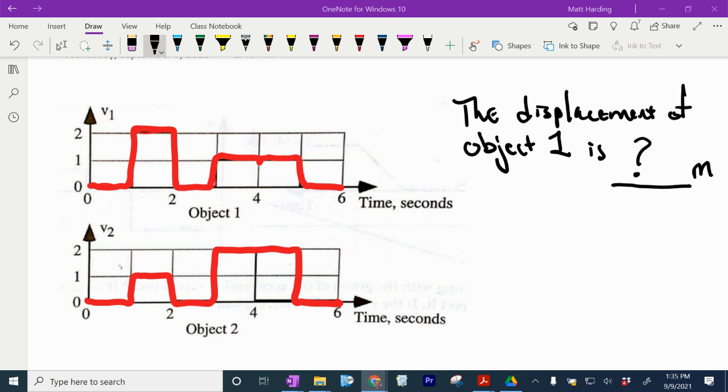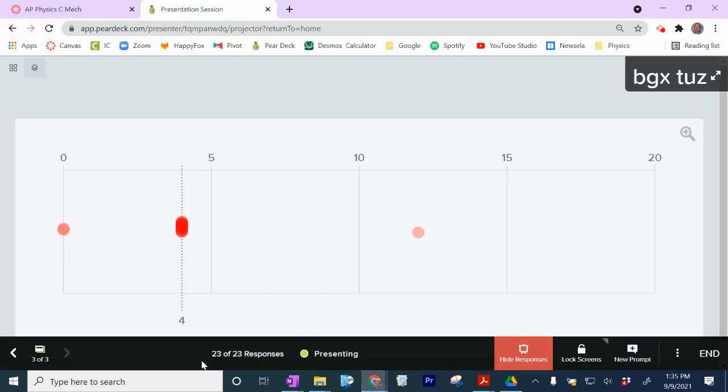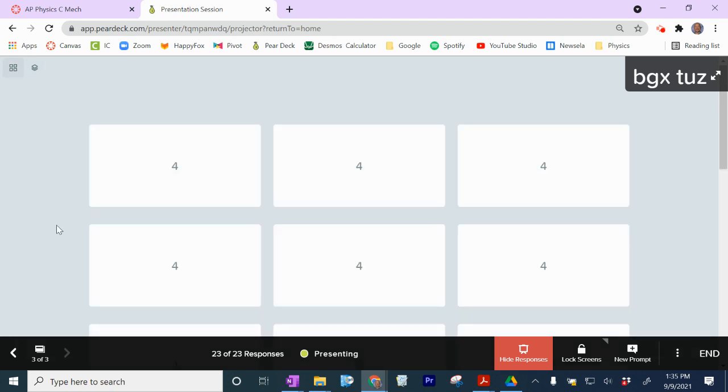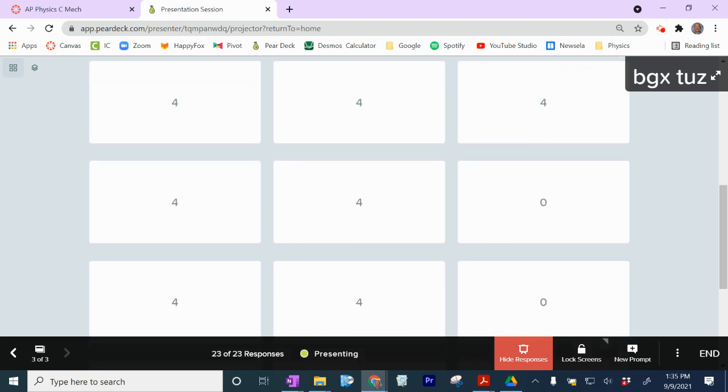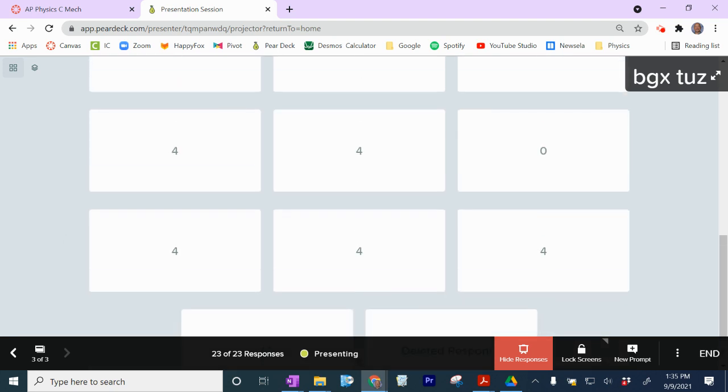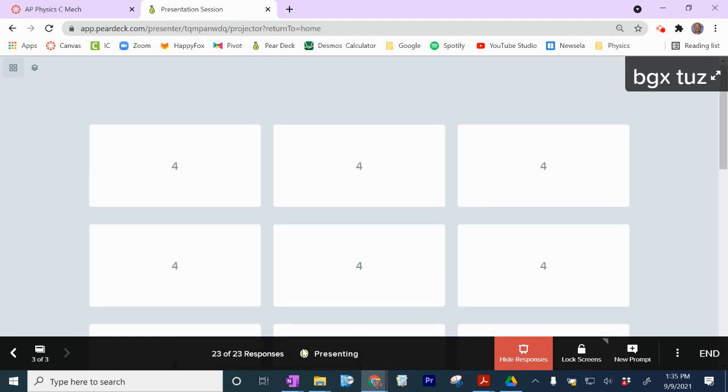All right. What are we saying over here? All right, so here's my number line. I got somebody that thinks it's 0, but generally speaking, most people are getting 4 for that. Got a couple zeros, got a 12. Most folks are thinking 4.